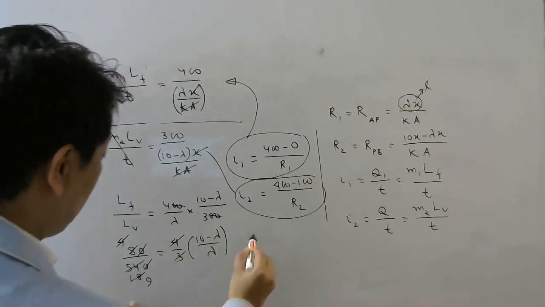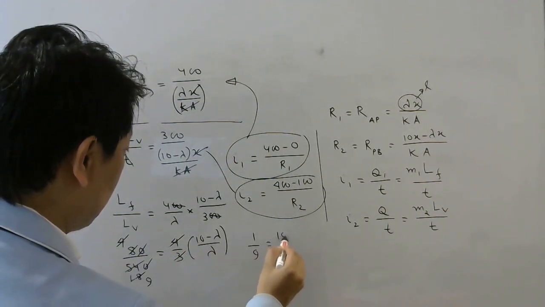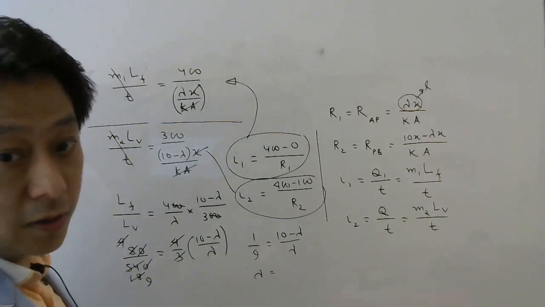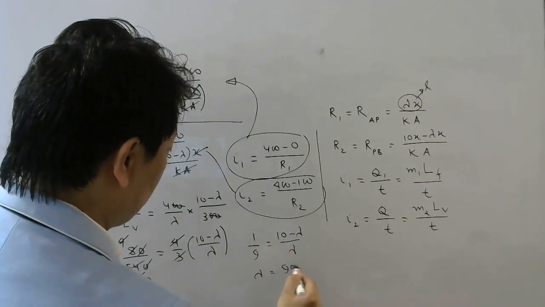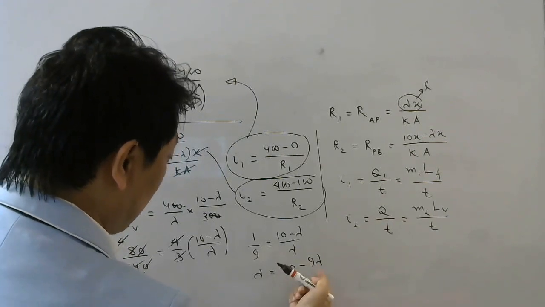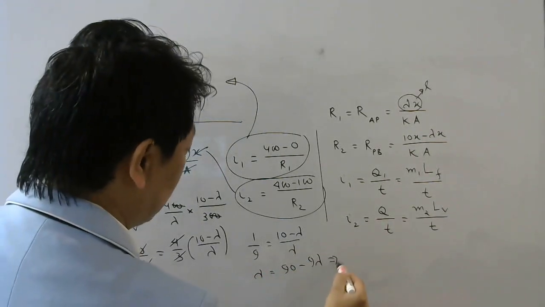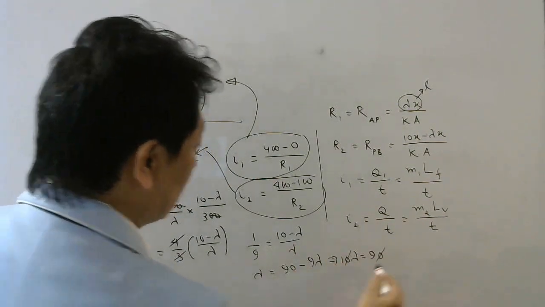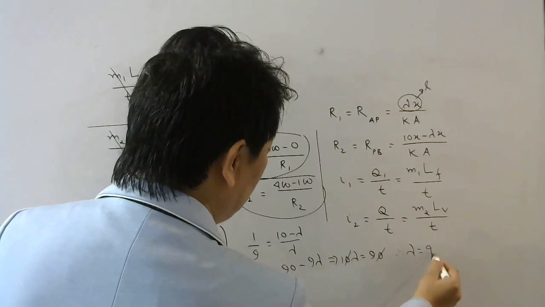So what is left? 1 by 9 equals 10 minus lambda by lambda. Cross multiply, lambda will be equal to 90 minus 9 lambda. Then minus 9 lambda will come this side. This will give you 10 lambda equal to 90. Double this, 0 cancels. So therefore lambda equals 9.